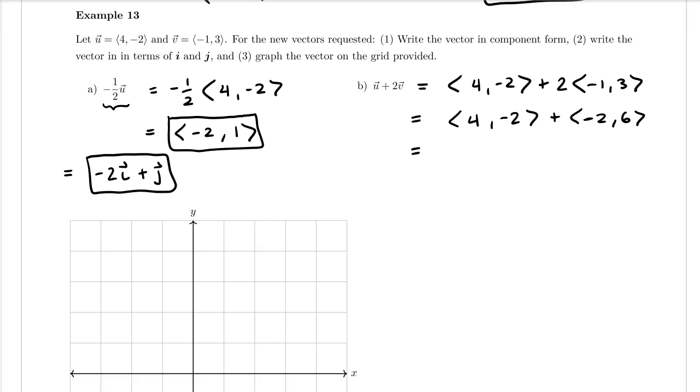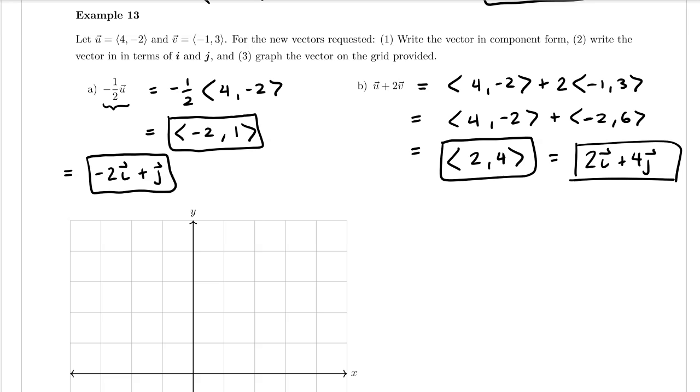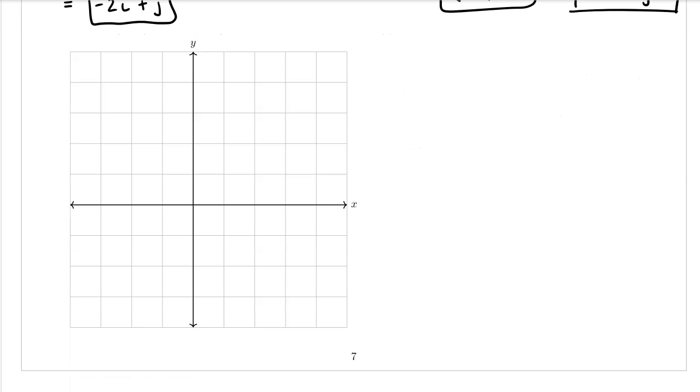And now I'm going to go ahead and add those two vectors together. So that's going to be <2, 4>. So here's one of our answers, and then we want to write it in terms of i and j, so that would be 2i plus 4j. So there is that. All right, so as a quick reminder, our original vector u was equal to <4, -2>.